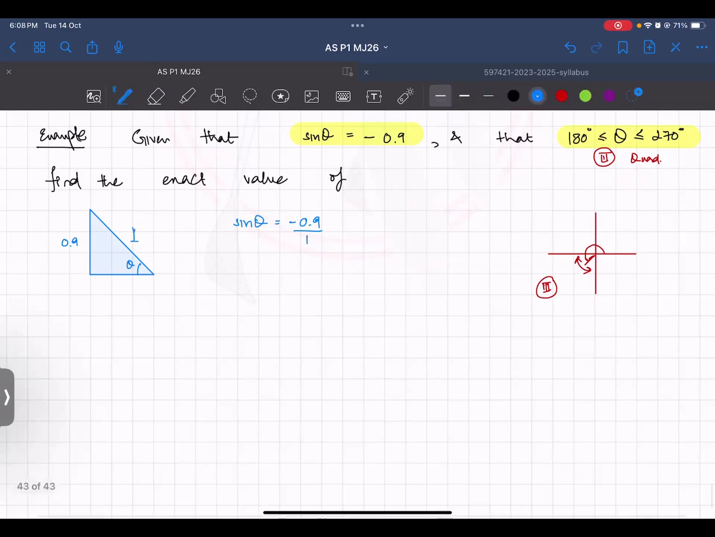And now using hypotenuse, 1 square equals 0.9 square plus base square. So 1 minus 0.81 is equal to base square. And so your base comes out as square root of 0.19, something like that. And now you can find the value of cos theta and tan theta.